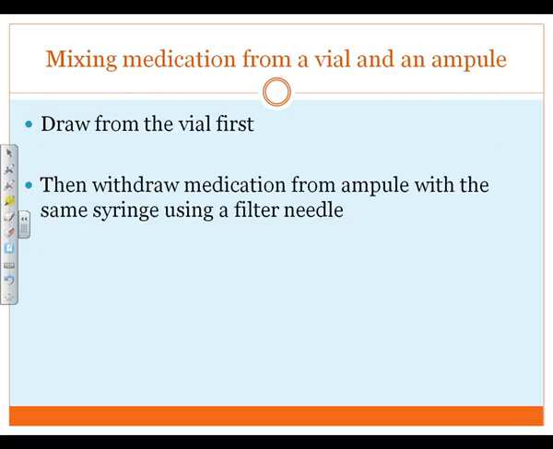If you are mixing two medications and one of them is from a vial and one of them is from an ampule, you're going to draw from the vial first. And then you would withdraw from the ampule using a filter needle. So if you're mixing a vial and an ampule, the vial comes first. You're going to draw what comes out of the vial first, what comes out of the ampule second.